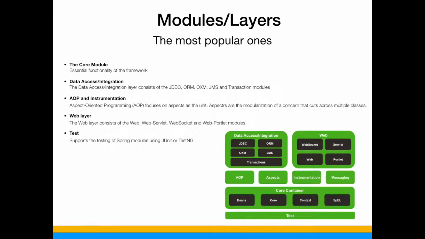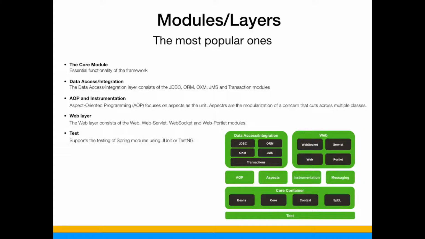The Spring Framework consists of several layers and modules that belong to such layers. The layers are the core module, which is essentially the basic functionality of the framework. The data access integration, which is the layer that allows us to connect with the database, ORM, and any other transaction modules. The AOP and instrumentation, which is the aspect-oriented programming, which focuses on the aspects of the units.